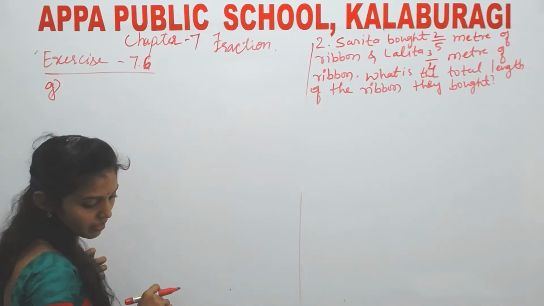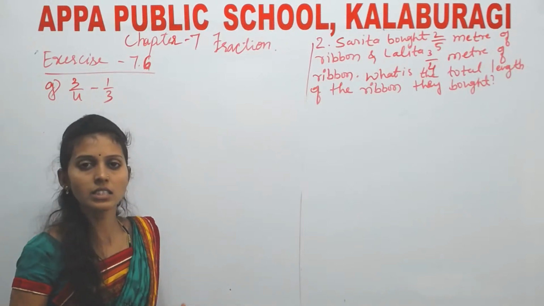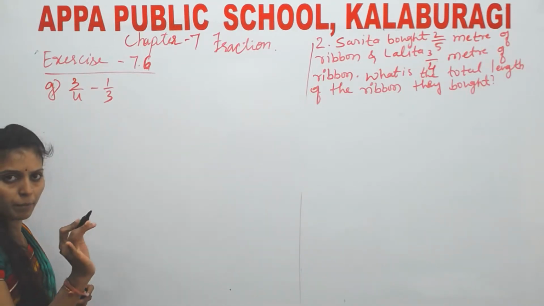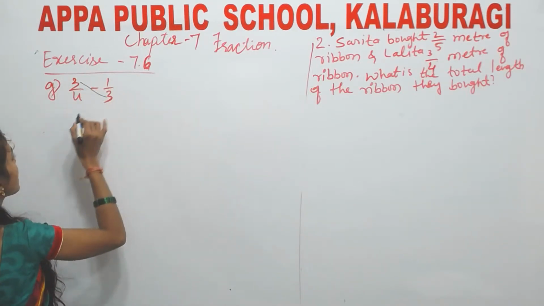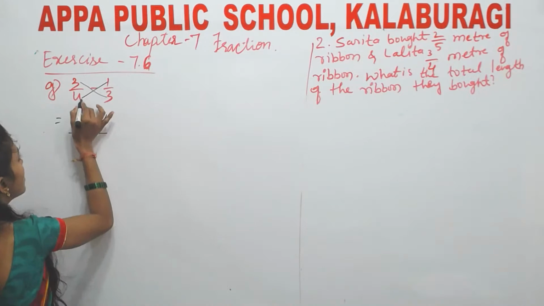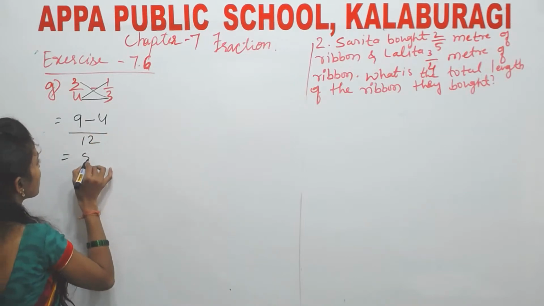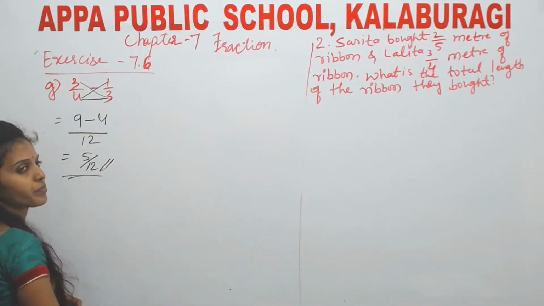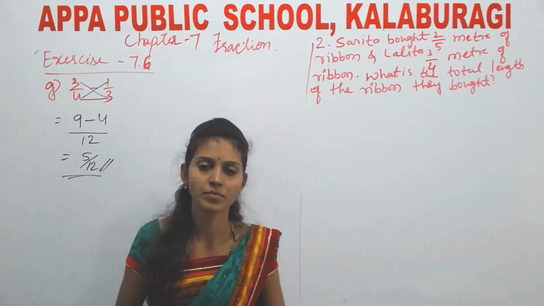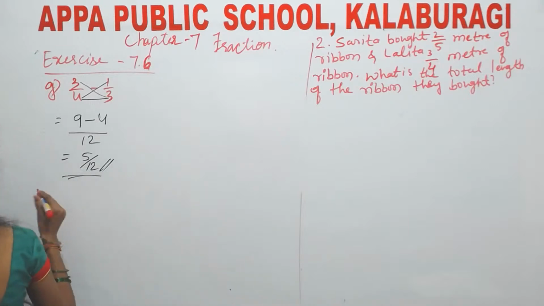Okay. Now, G1. 3 by 4 minus 1 by 3. See, same. Just instead of plus, it is minus. That's it. See, denominators are co-prime. So what I'll do? Cross multiplication. 3 3s are 9 minus 4 1s are 4. Denominator 4 3s are 12. Now 9 minus 4 is 5 by 12. That is the answer. Over. Very easy. Within a fraction of seconds you can do it, if you understand the concept. Got it? Yes. Next one, H1.